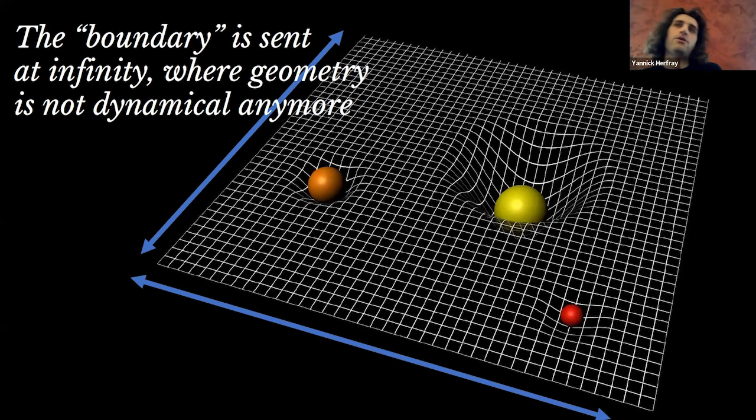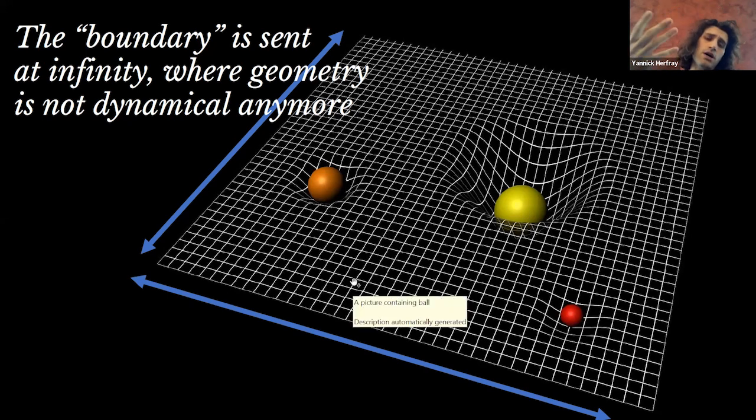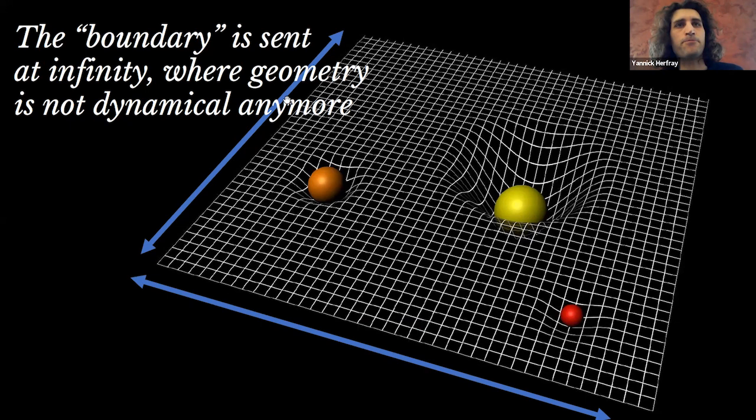So the idea that progressively came up over the years is that the correct way of making sense of these boundaries in gravity is to send the boundary to infinity. There you can impose asymptotic conditions at infinity, and there the geometry is not dynamical anymore. And you get a way of separating which part of the geometry is the boundary itself, the asymptotics, and which part of it is dynamical and encodes radiation, the dynamical part of the asymptotic geometry.